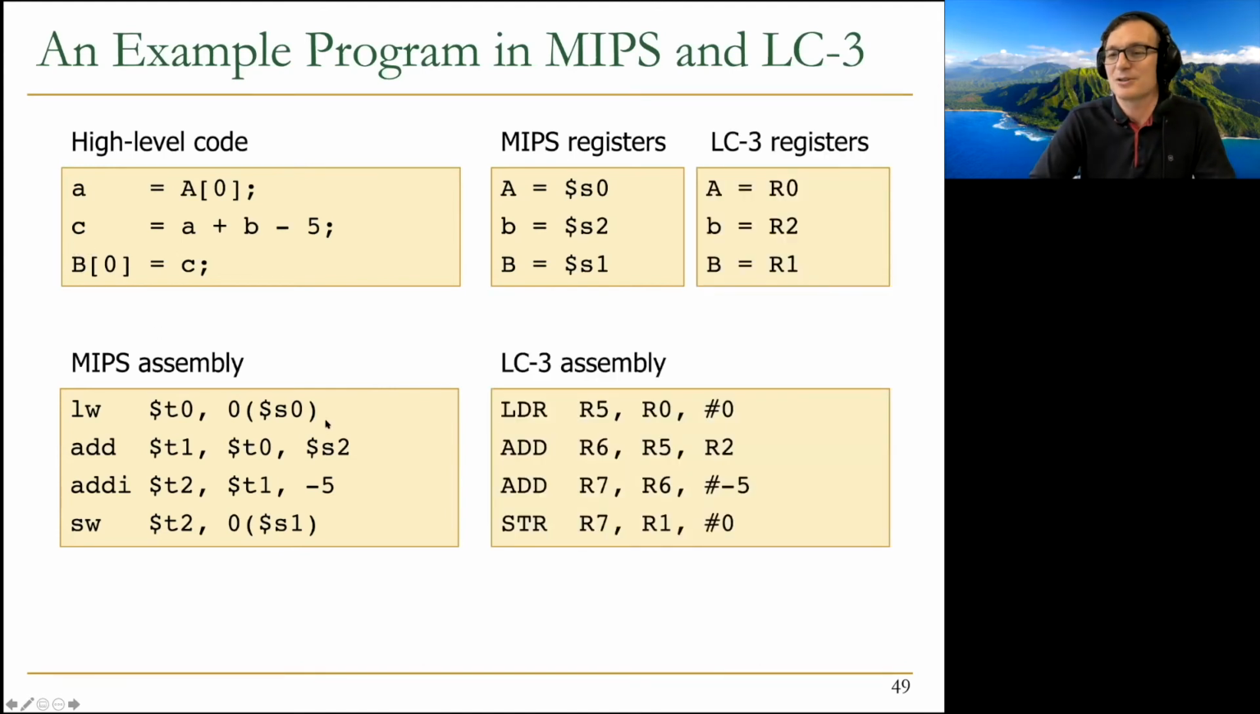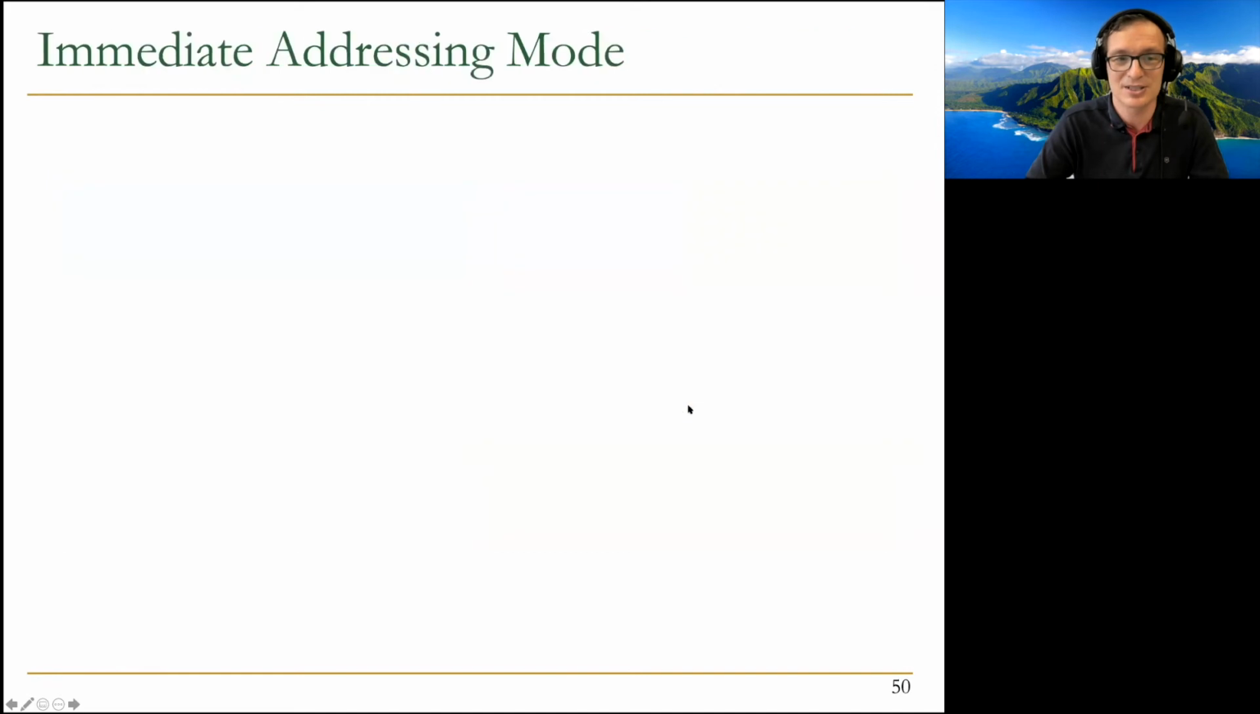LC3 assembly looks very similar. There's not much difference, as you can see over here, except for the notation. I'm not going to go through this, but load word is LDR, add is add, except LC3 doesn't have an add immediate. It basically uses the same add operation, but in an assembly mnemonic, you can change that to add immediate also. And SW turns into STR. Registers are also, of course, different. But again, offset addressing mode is very fundamental to many, many ISAs, as you can see over here.